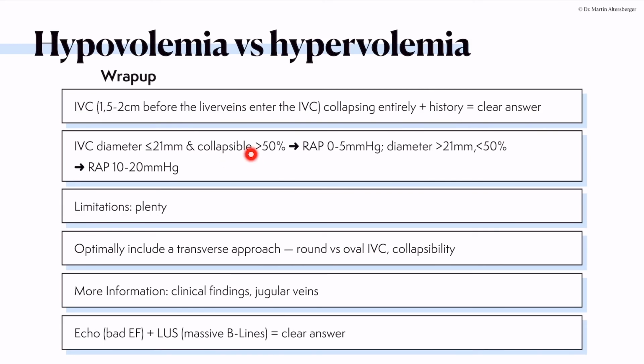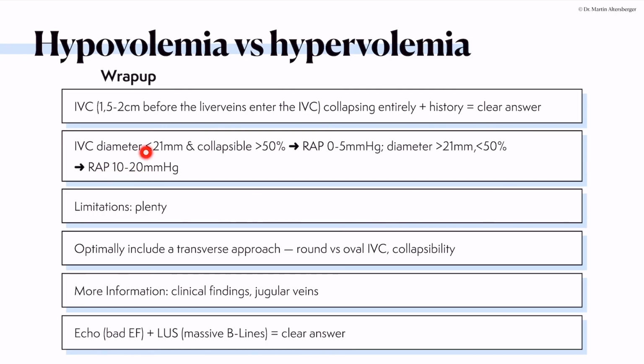So if it is normal, collapsible, and the diameter is not exceeding 20 millimeters, the right atrial pressure will be in between 3 to 5 millimeters of mercury, mostly say 3 millimeters of mercury. If the diameter is above 21 millimeters and collapse is below 50%, then right atrial pressure is in the range of 10 to 20 millimeters of mercury. Everything in between you can count as 8 millimeters of mercury, and actually there is no reliable upper border.